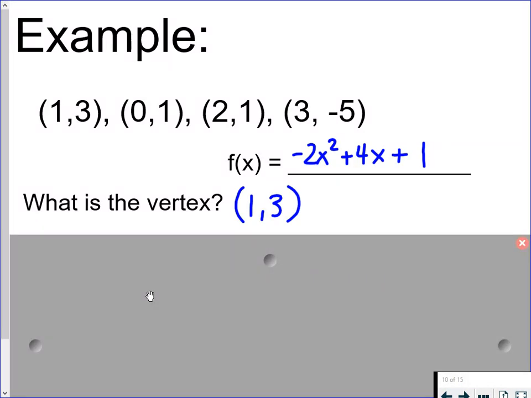That's okay. We're rounding. We've all got 1, 3. Yeah, if you got 1.00, whatever, same thing. Okay? Any other questions on that?